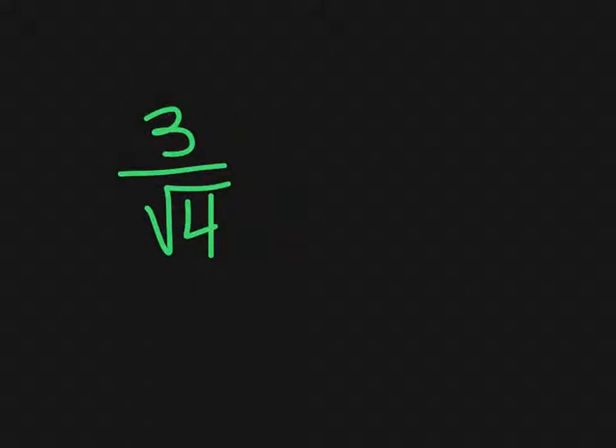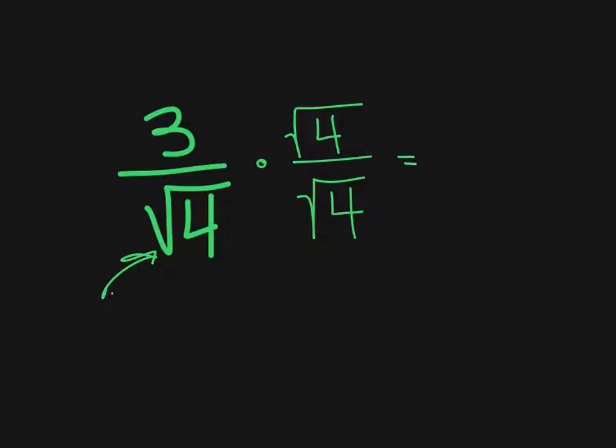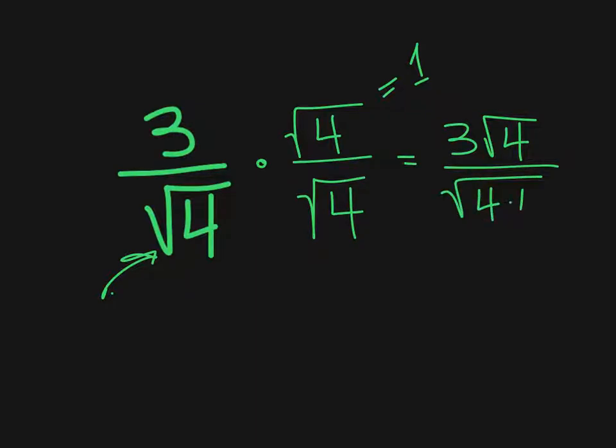Alright, so first, we cannot have a radical in the denominator. That is not allowed. So what we're going to do to be able to get rid of that is multiply by a fancy 1 of whatever the radical is. And so square root of 4 over square root of 4 is actually just equal to a fancy 1. So outsides with outsides, insides with insides. 3 is on the outside, 4 is on the inside. Then again, outsides with outsides, and 4 is on the inside.